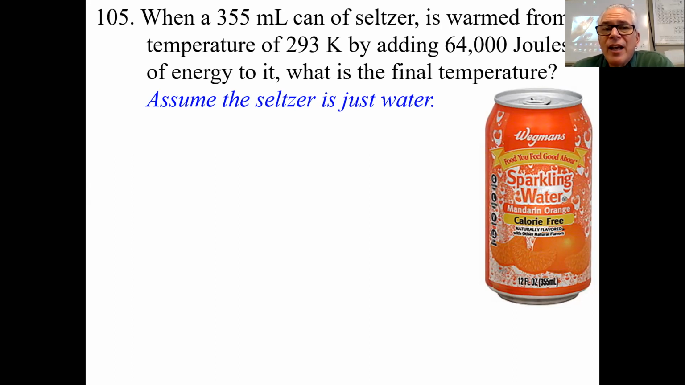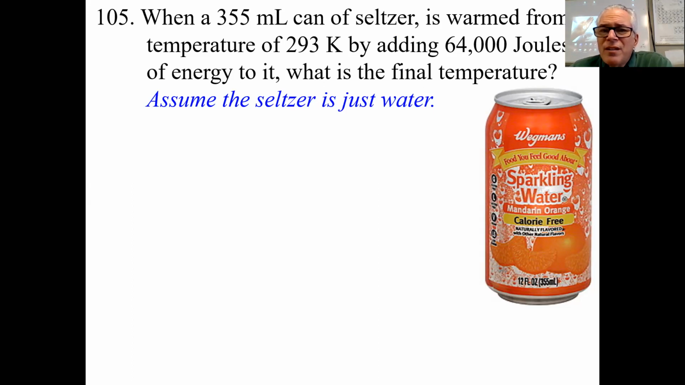When a can of seltzer is warmed from 293 Kelvin by giving it 64,000 joules, what is the final temperature? Now, this is a hard problem, okay? We're going to assume the seltzer is just pure water. It's really not, but it's close. Got a little flavor. There's probably a little bit of salt in it because all water has a little bit of salt unless it's distilled. But we'll assume it's pure water because this is a math and a thinking problem, not the secret to life.